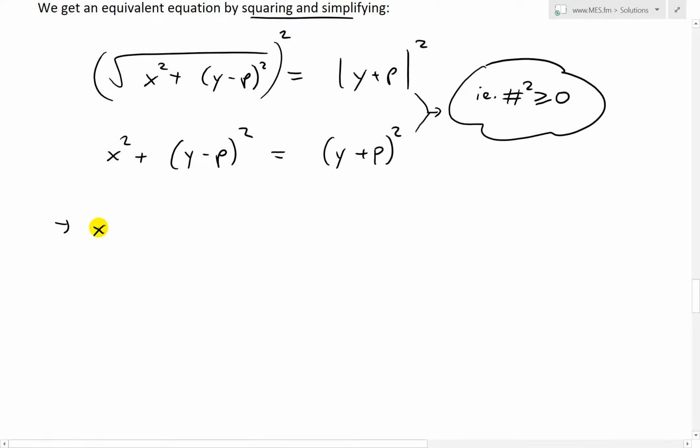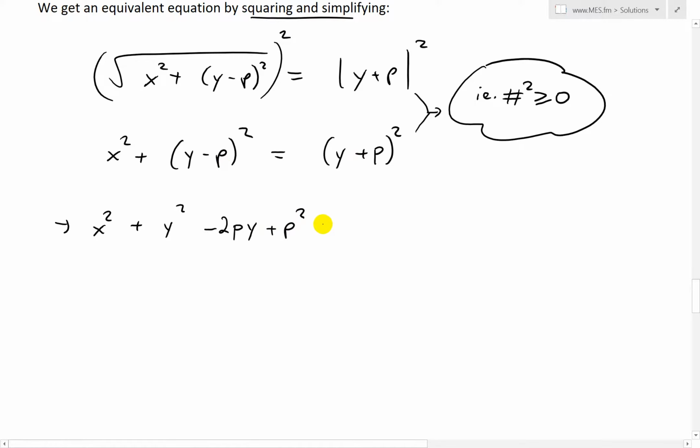So now what we have is x squared plus, and now if we expand this out, y times y is y squared. That's not an equal sign, it's a plus. Y times negative p is negative py. And now we do the opposite: negative p times y is again negative py. We'll add 2, that's the same. Just add them up. And negative p times negative p is plus p squared.